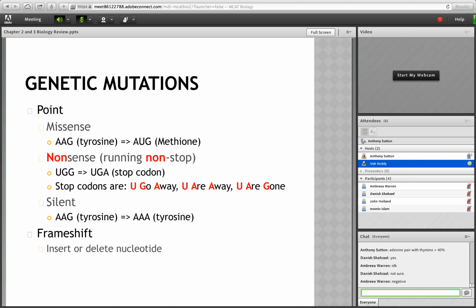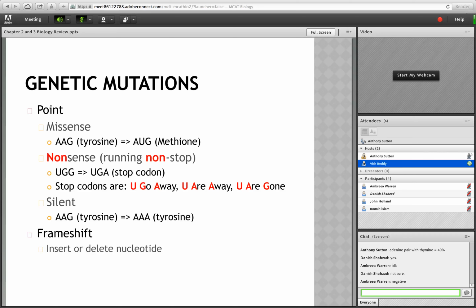So nonsense mutations basically are for stop. Anytime you see a stop codon that's introduced, okay? Your stop codons are UGA, UAA, and UAG. You go away, you are gone. Those are your stop codons, okay?